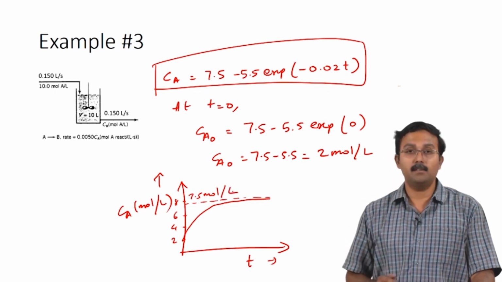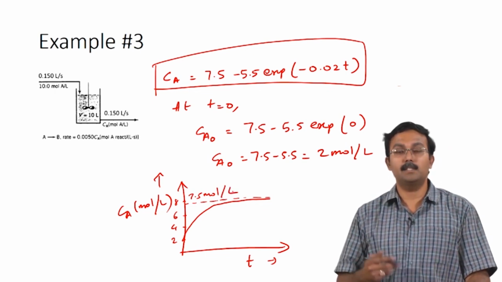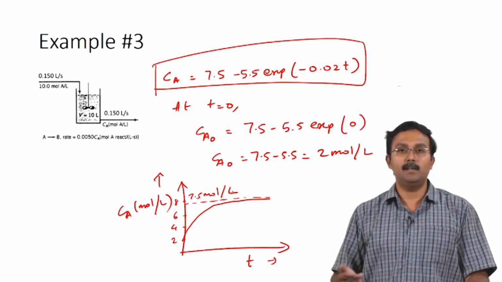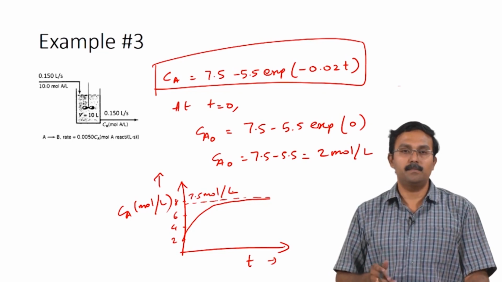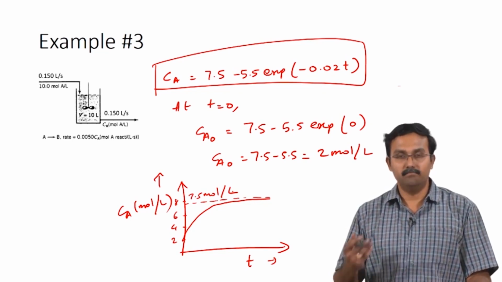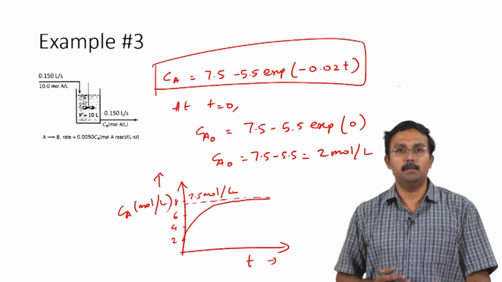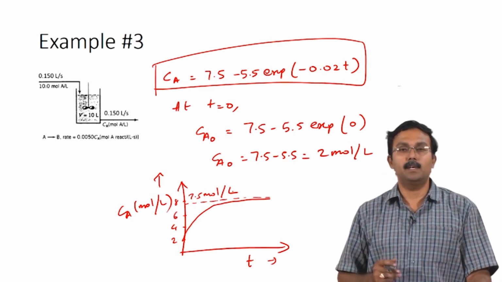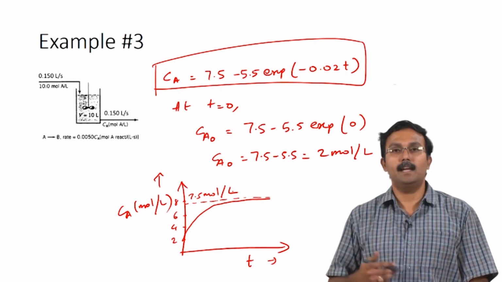So, that is the maximum concentration you would be able to get, because that is the steady state concentration which we calculated at time t equals infinity. So, with this we have solved an unsteady state material balance problem. We will continue in the next section where we talk about unsteady state energy balances.